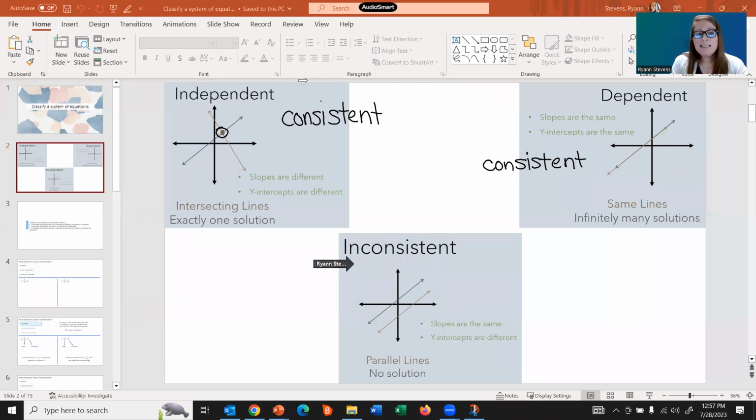If the graph is inconsistent, that means the slopes are the same, but the y-intercepts are different, where we also can see we have these parallel lines. We have no solution to this system of equations. We could also classify this as being inconsistent.